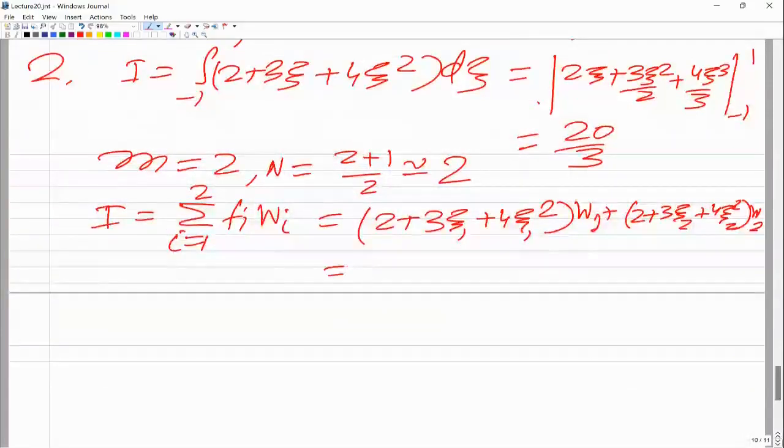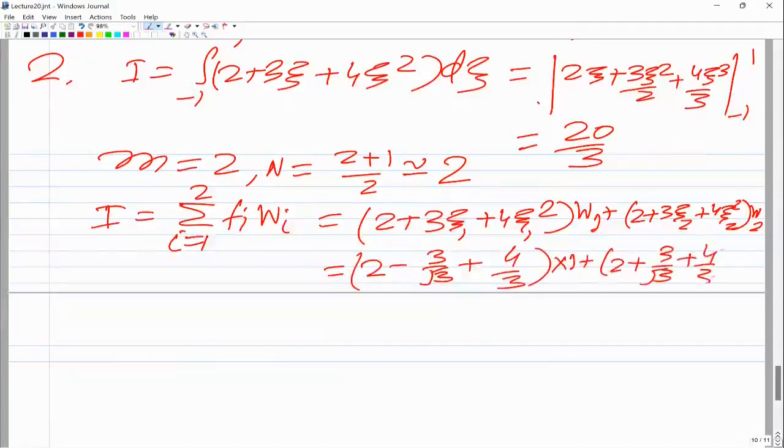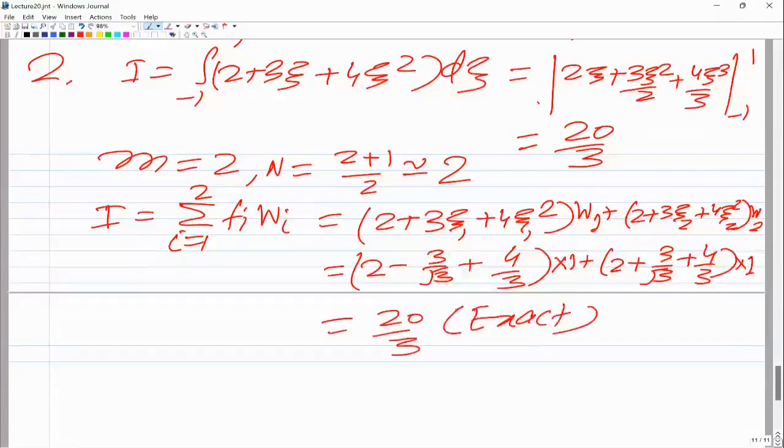And if you put the values, 2 and xi1 is minus 1 upon root 3, so we get 3 upon root 3, and this is 4 into xi1 square. Xi1 is minus 1 upon root 3, so the square would be 1 upon 3, so you get basically 4 by 3 here into 1. Plus now the second term is 2 plus 3 upon root 3, and this will be again 4 by 3 into 1. So if you sum this, you will ultimately get 20 by 3, which is exact. So you are able to get the integration accurately if you use the correct number of Gauss points.